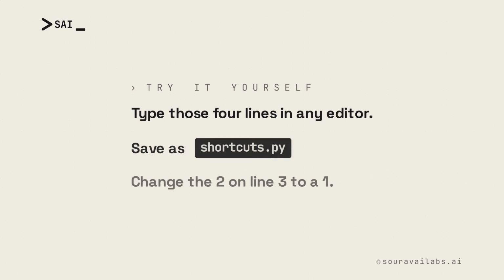Your turn. Type those 4 lines in any editor, save it as shortcuts.py and run it. Then change the 2 on line 3 to a 1. Watch Meera join the answer while Kabir stays there at the end.